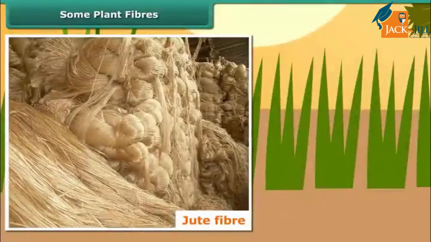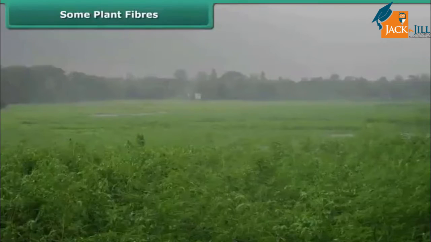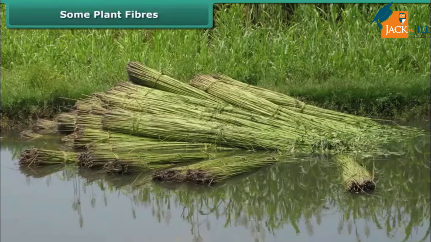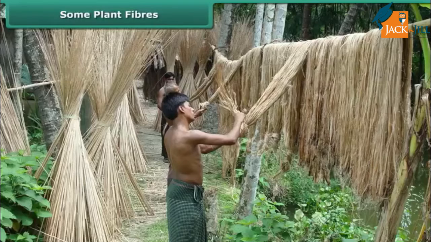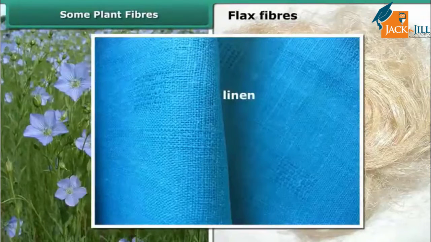Jute fiber is obtained from the stem of the jute plant. It is cultivated during the rainy seasons. The stems of harvested plants are immersed in water for a few days. Then the stems rot and the fibers are separated by hand. Flax fibers are also obtained from the stems of the plant and are used mainly to make linen.